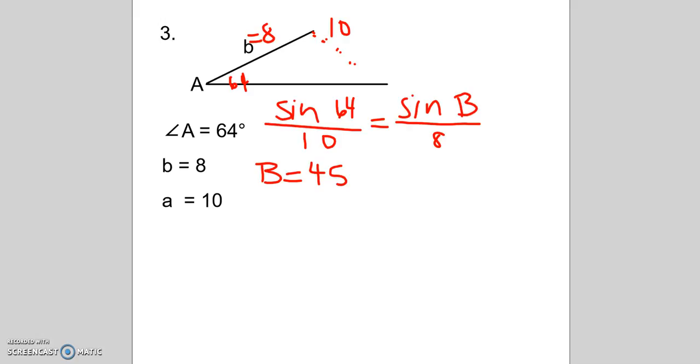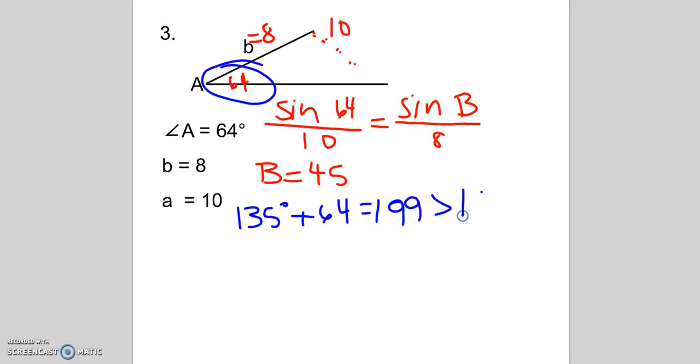So again, we need to stop and see if there's going to be another triangle. So the way we're going to do that, again, is use the supplement of angle B. So we have the supplement equaling 135 degrees plus our given angle, 64, which equals 199. So here, this is greater than 180. So we know that a triangle with angles 135 degrees and 64 degrees cannot exist because that's too big. So therefore there's only one triangle possible.